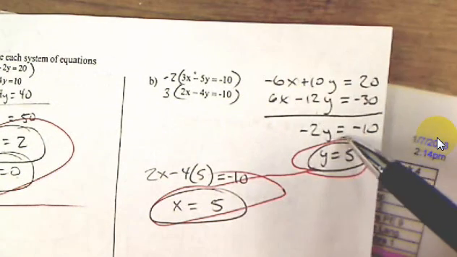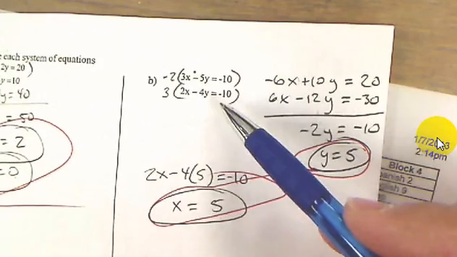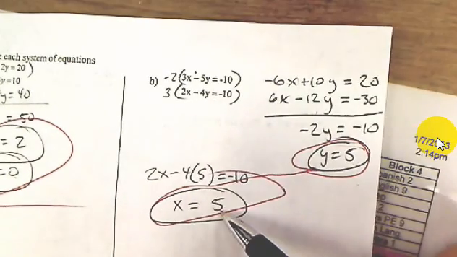Gives me negative 2y equals negative 10. Divide. And there you go. Plug it back into one of these guys. I pick the bottom one. And you get x equals 5.